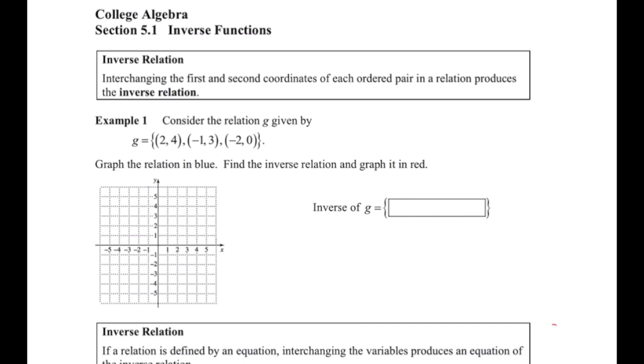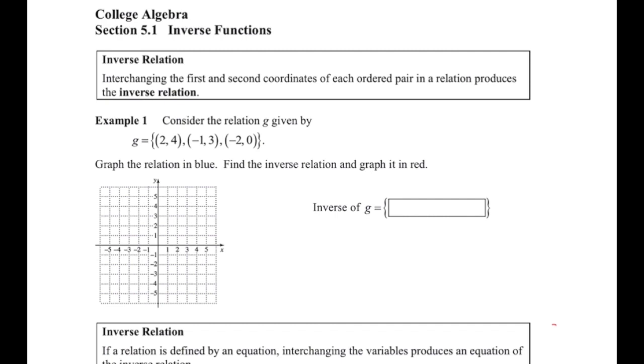Inverse functions, how to graph them, and how to find them. If we have a set of ordered pairs, we know that's a relation. We can find the inverse relation by simply interchanging the x and the y coordinates. So let's consider the relation, the set of ordered pairs, and let's graph the current points in blue.